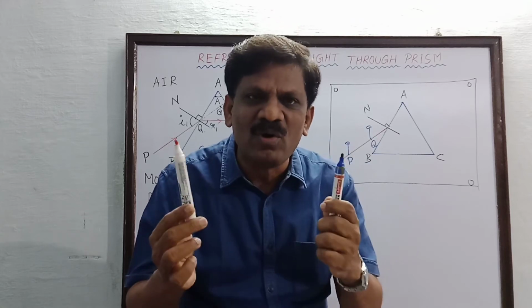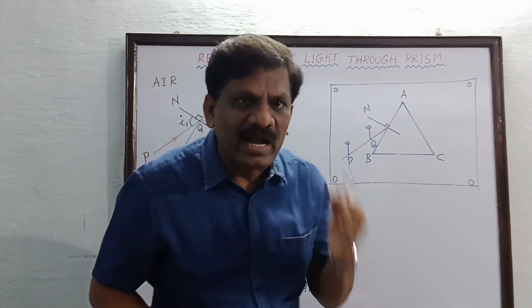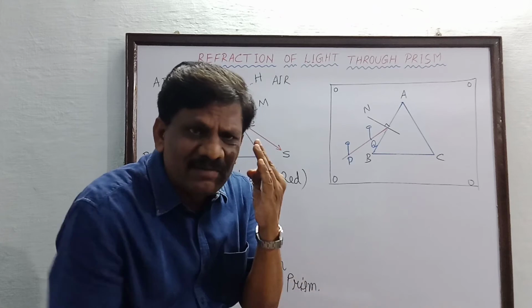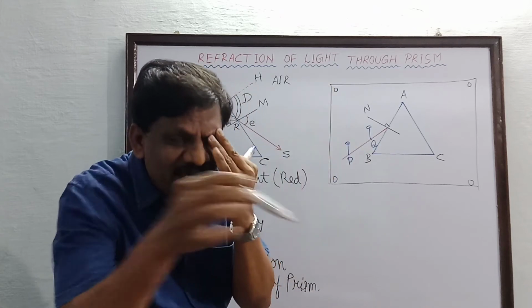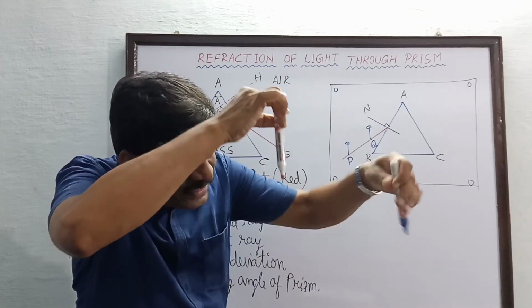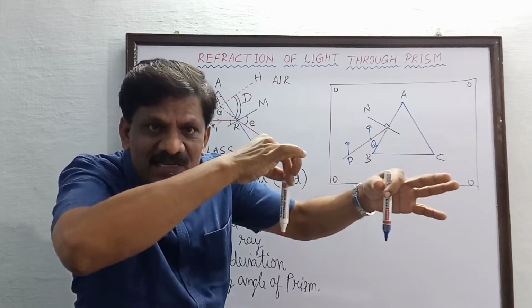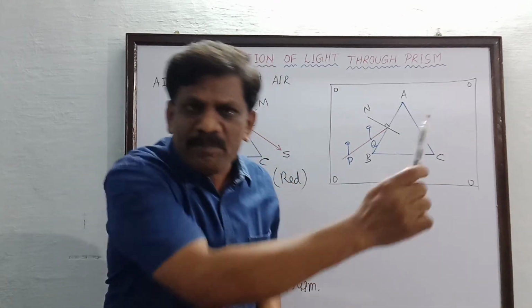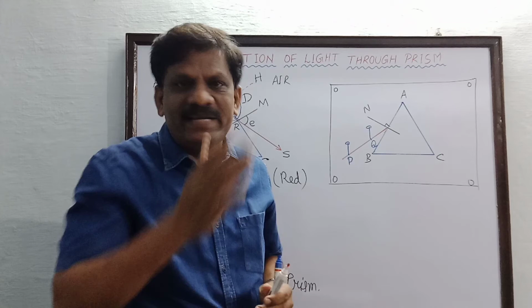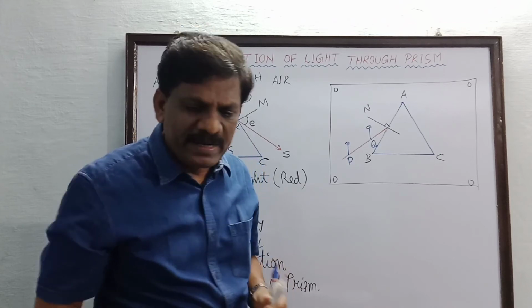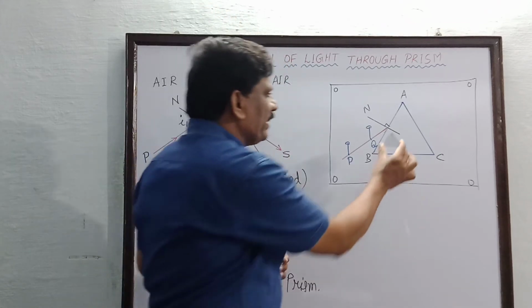I take 2 more pins, and I will just observe the image of the 2 pins along the same straight line. I will fix 2 more pins like this, such that all the 4 pins are in the same straight line. Understand? So by observing, see here I am observing like this.